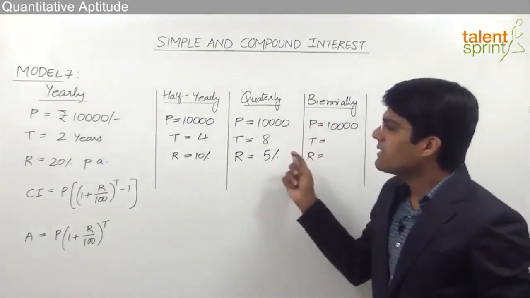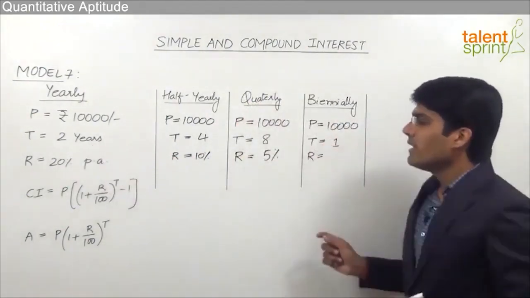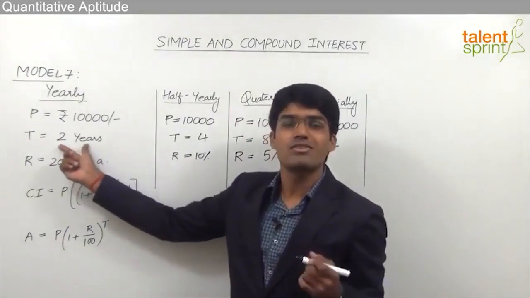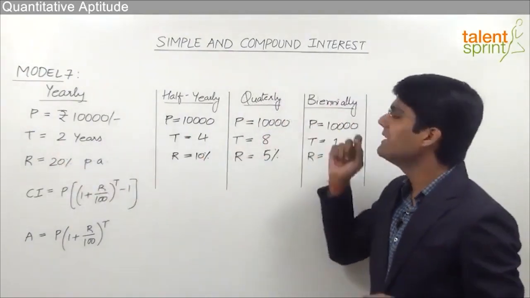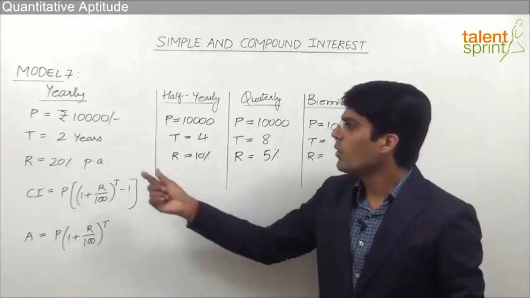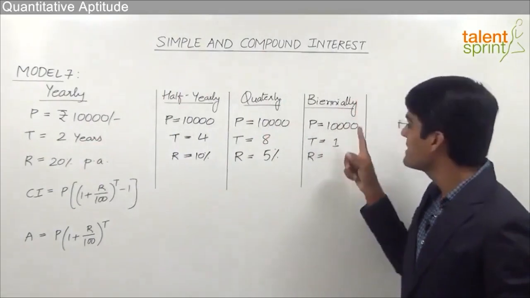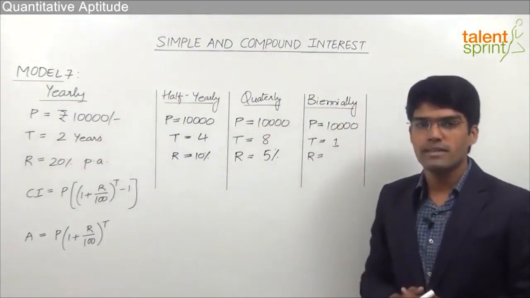The time period here will be equal to only 1 period. Why? Because the total time given in the question is 2 years. And since it is a biennial calculation, 1 period will be equal to 2 years. So this whole span has only 1 period of a biennial calculation. That is the reason time should be taken as only 1.